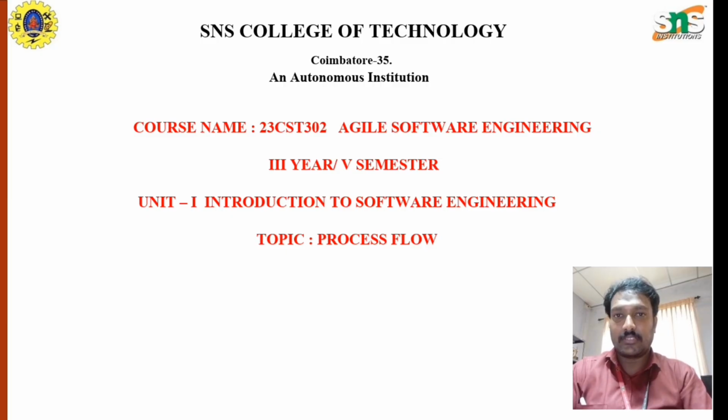The course code and the course name is 23 CST 302 Agile Software Engineering, Unit 1 Introduction to Software Engineering. And the topic is process flow.